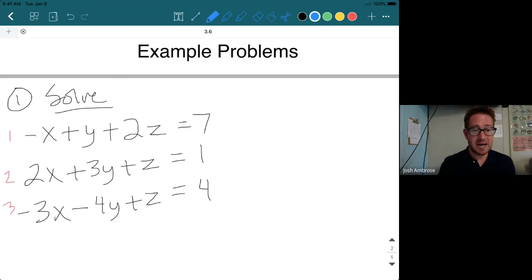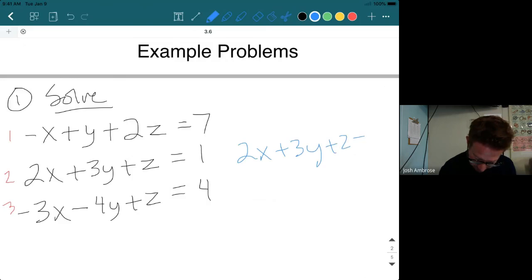So the first thing that I notice is that equation 2 and equation 3 both have a z that has a coefficient of 1. So that means I'm going to take those equations and use them first and eliminate z. By the way, normally you will never try to eliminate a variable from all 3. There will come a time where it works, but you'll notice many times it won't work. So go 2 equations at a time. So 2x plus 3y plus z equals 1.